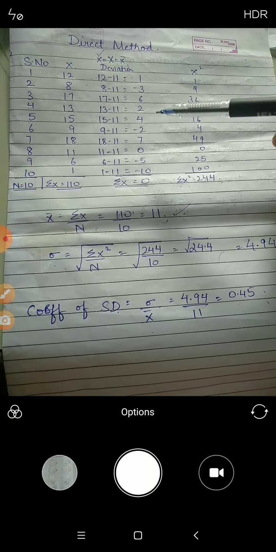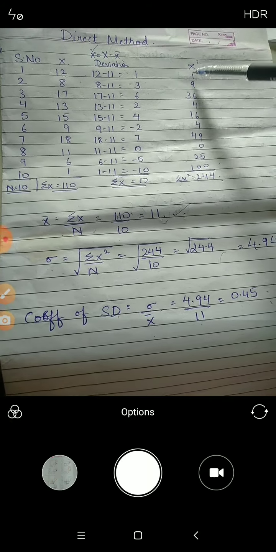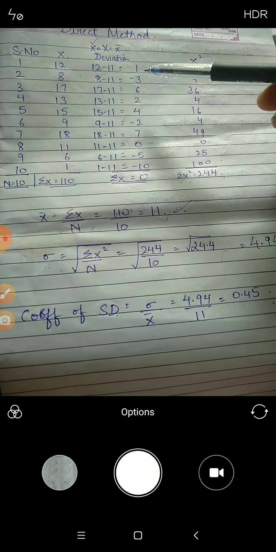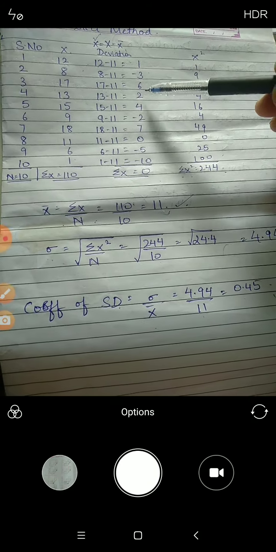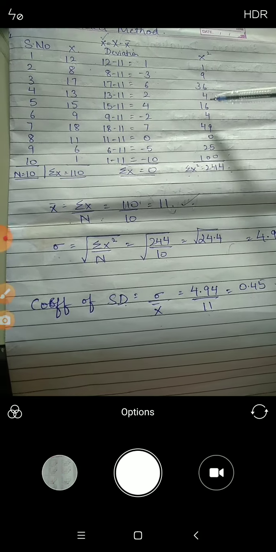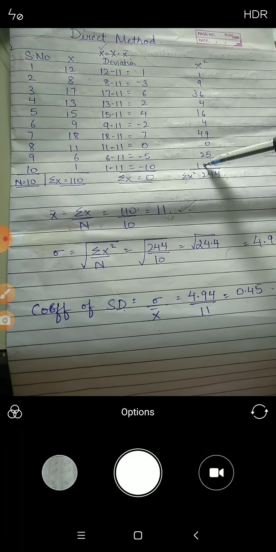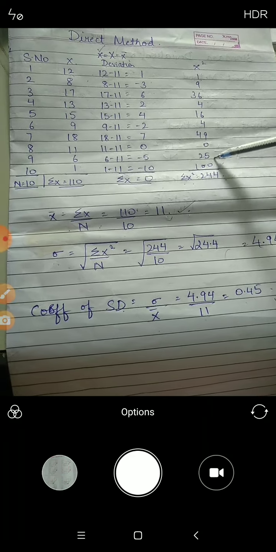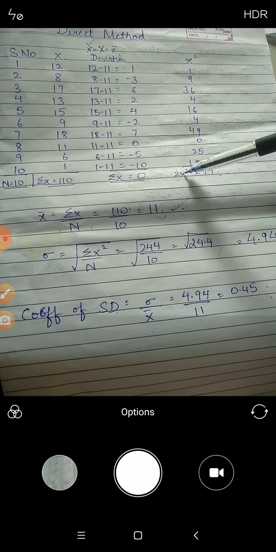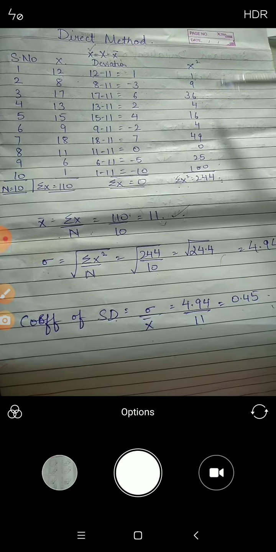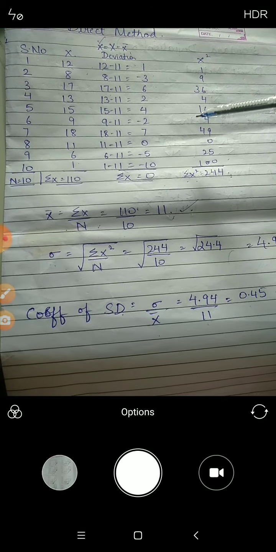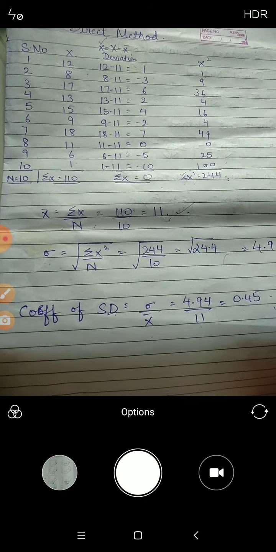After that, the next step is we have to square them. The square of 1 is 1, the square of minus 3 is 9, the square of 6 is 36, and likewise for the rest. Then we have to find the total of these squares, that is sigma x square, which is equal to 244. That is the sum of these numbers. Clear?